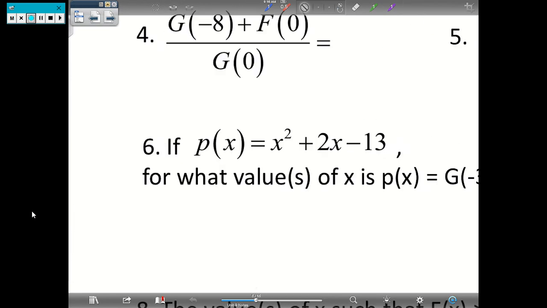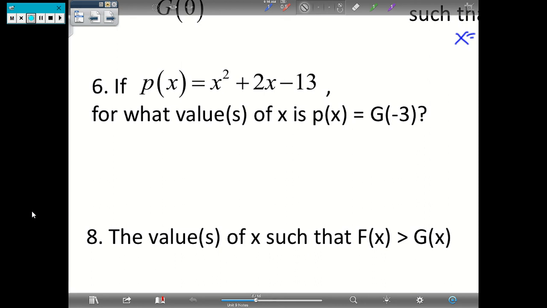So let's look at number 6. They give us a polynomial and they say for what values of x is p of x equal to g of negative 3? Okay, let's think about what they're asking. P of x is a y value, right? And g of negative 3 is a y value. So we need to go over to the graph and find g of negative 3, right? And replace that with here. We're going to put that right here, right? And then solve the quadratic. That's all they're asking us to do. We just need to be able to understand, interpret what they're asking us to do.